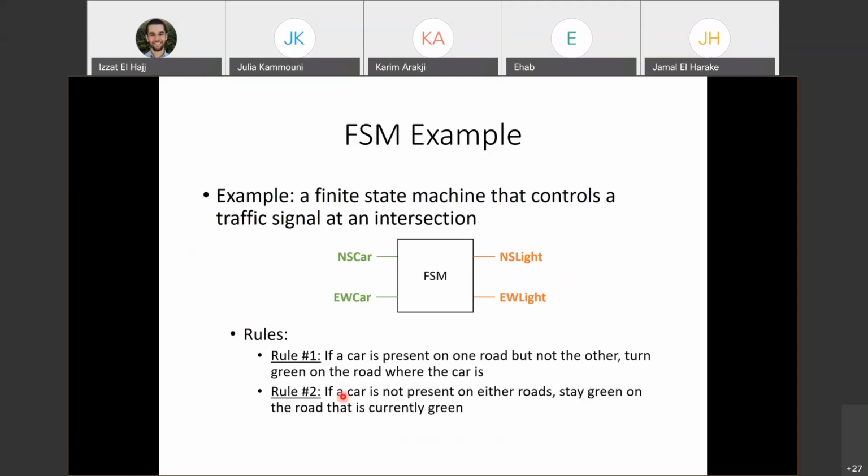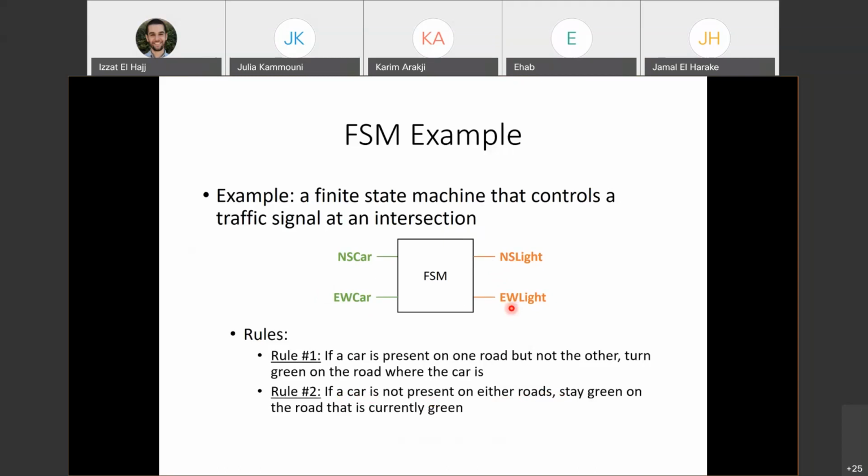Rule number 2 says if there's not a car on either road, then we're going to stay green on the road that is currently green. So if I don't have a car on either road, both north-south car and east-west car are 0, then I'm just going to stay green on the road that I was green on before. So if I was green on north-south before, I'm going to stay green on north-south. If I was green on east-west before, I'm going to stay green on east-west.